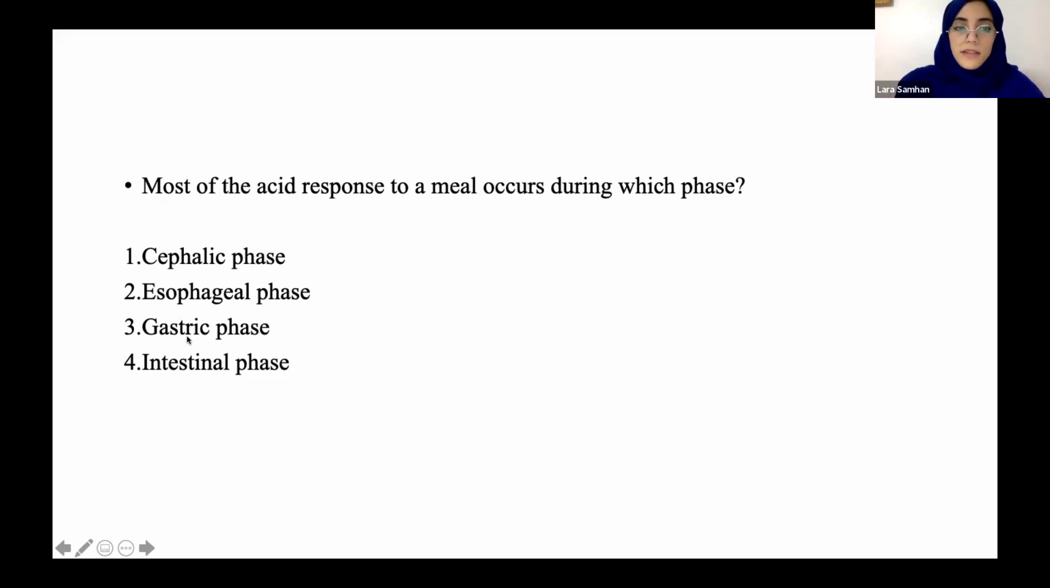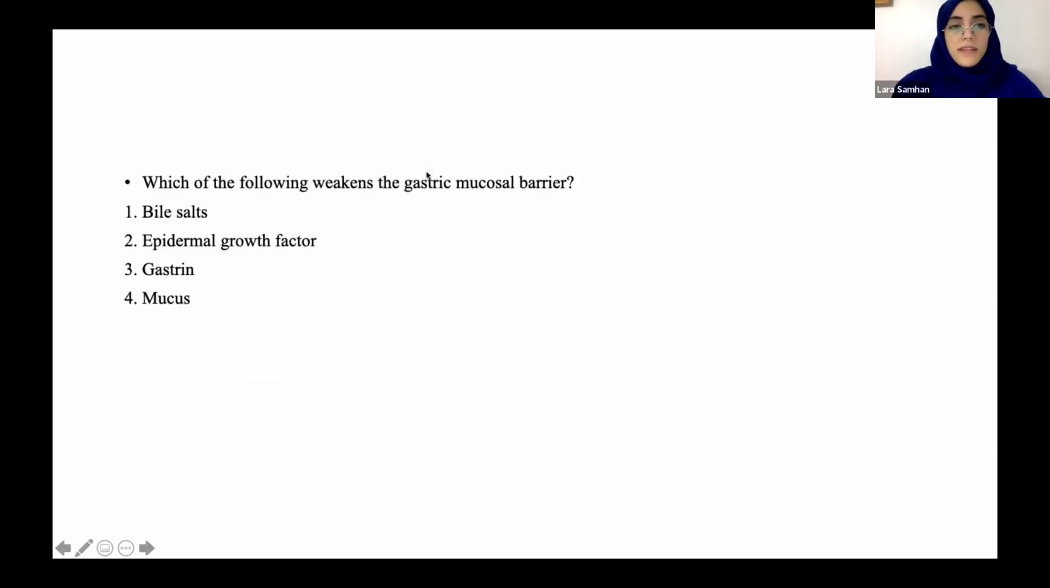As we said, gastric is another name for the stomach, right? So the acid is mostly produced once the food reaches the stomach. This is the phase where we most need the acid production, and this is called the gastric phase. Okay, perfect. Moving on to the next question.